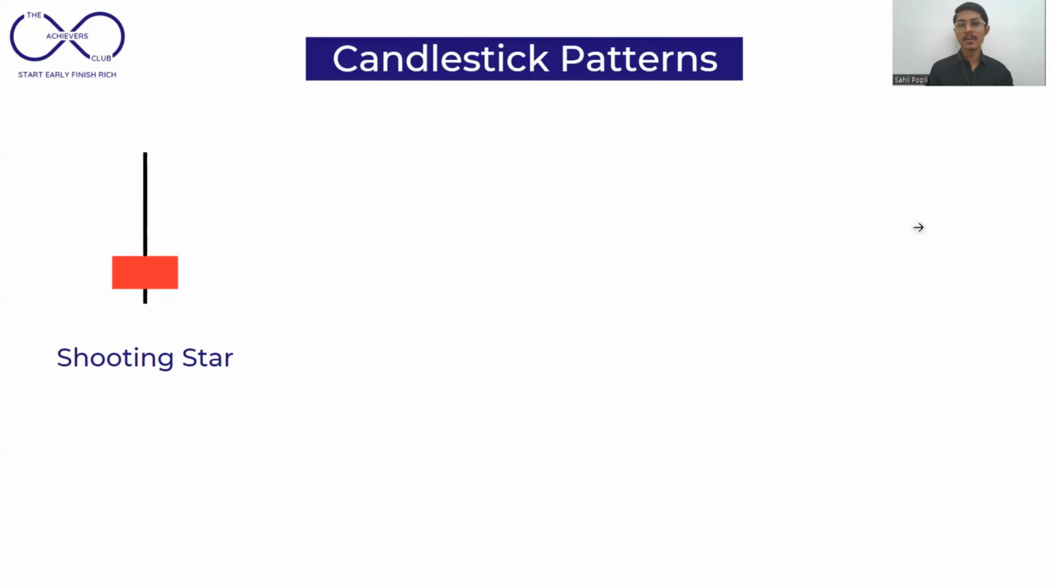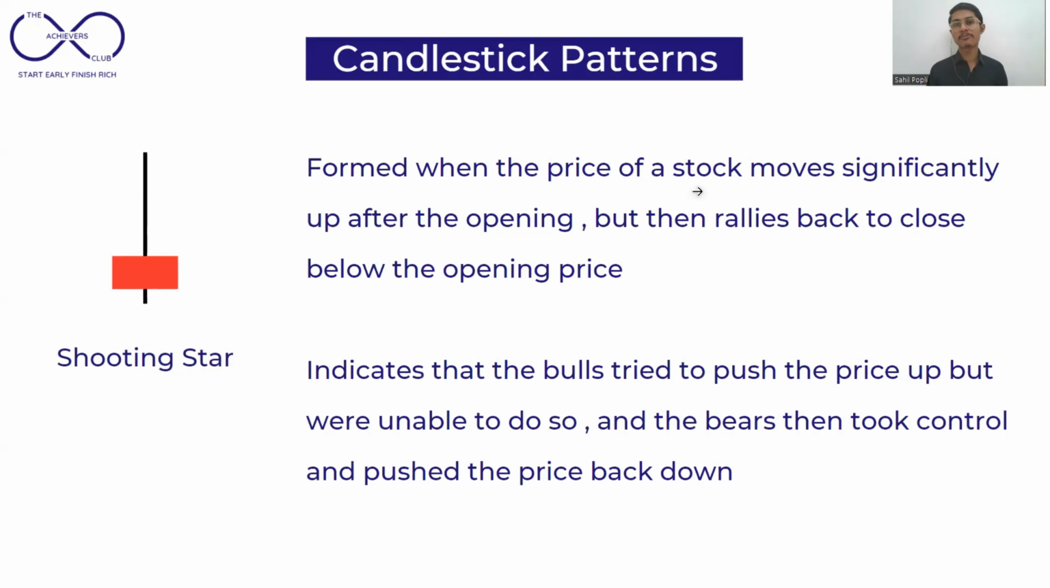This is the opposite of the hammer, and similar is the explanation: it is formed when the price of a stock moves significantly up after the opening, but then falls back to close below the opening price. Because the closing price is below the opening price, that is how the red candle is formed. It indicates that the bulls tried to push the price up but were unable to, and the bears then took control and pushed the price back down.